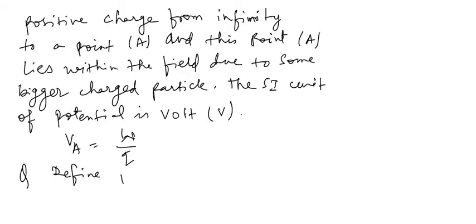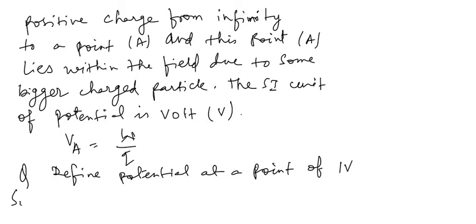There is one question that arises from this concept. Define potential at a point of 1 volt. As we have already known, potential at point A is equal to W upon Q. Work done in bringing unit positive charge, if that is 1 joule, from infinity to a point, is called potential at that point of 1 volt.